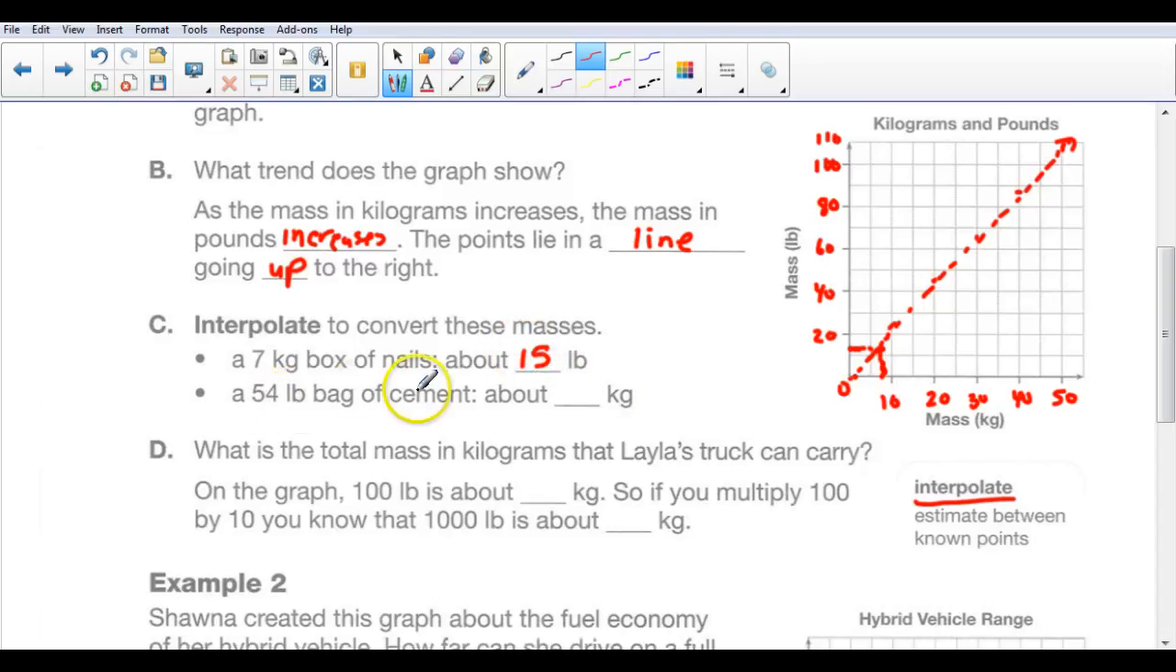A 54-pound bag of cement, so I want to go to, there's 50, 54 is about right here. So if I go across to the line, interpolate, and I bring it down here, a 54-pound bag of cement is roughly around 25 kilograms. Okay, it's not exact, but it's close. So that's what it means to interpolate. It means to read data between the points on a line.